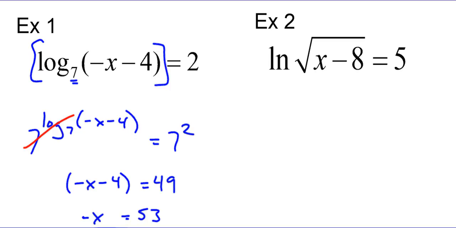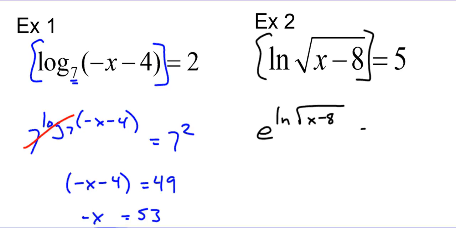So once again, we see that the log is all by itself, nothing else around it. So we're going to e both sides. E, all right, e both sides. With the square root of x minus 8, that equals e to the 5th. From here, these cancel out, with the square root of x minus 8 equals e to the 5th.